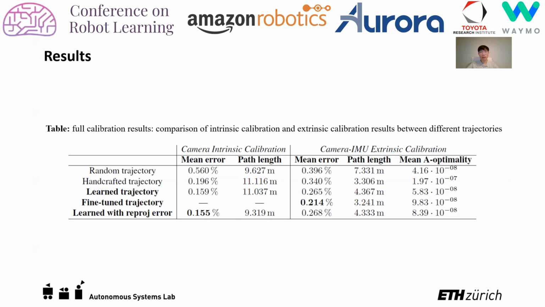For camera intrinsic and camera IMU extrinsic calibration, the trajectory generated by our learned policy can achieve higher calibration accuracies compared with the random and handcrafted trajectories. The fine-tuned trajectories for extrinsic calibration perform the best as they achieve the lowest mean error and the shortest path length. For real systems when the ground truth of calibration parameters is not available, we could instead use reprojection error for training. Our experiment results show that favorable trajectories could also be learned in this case.